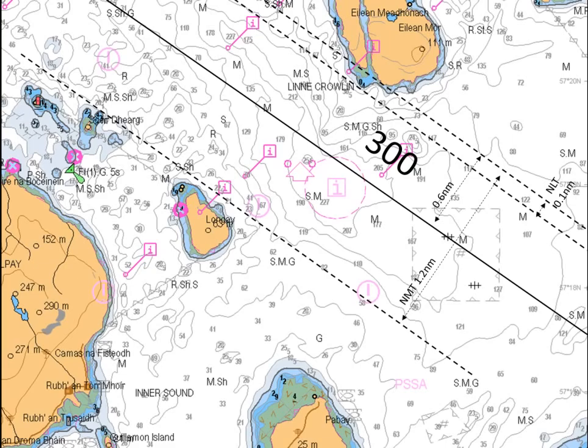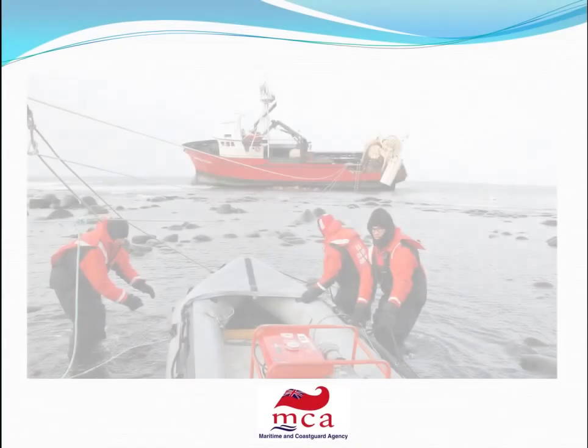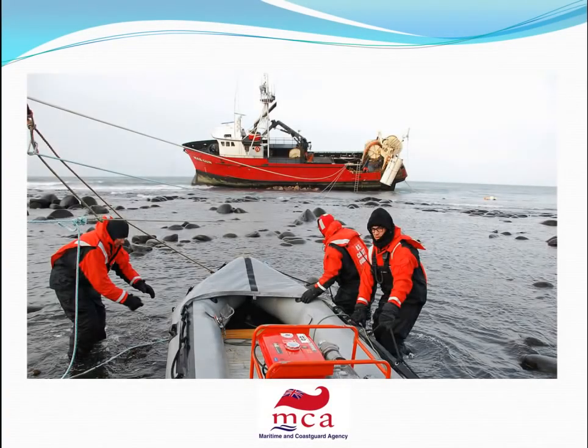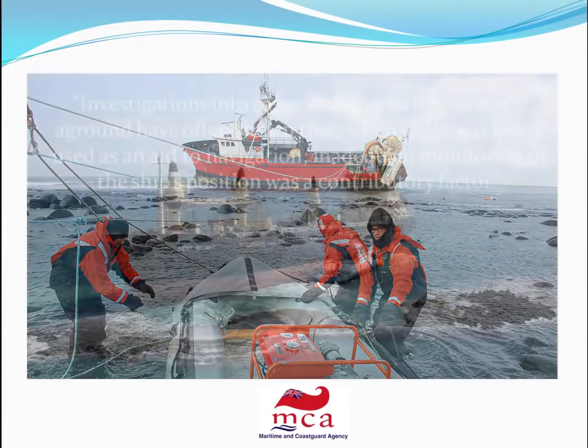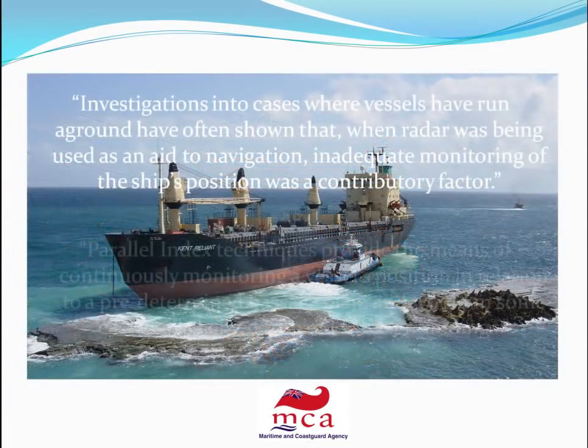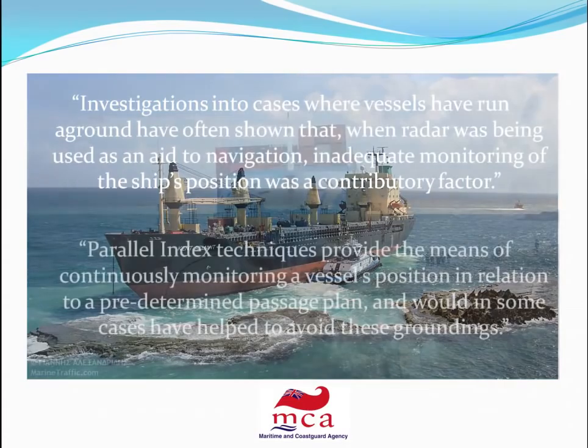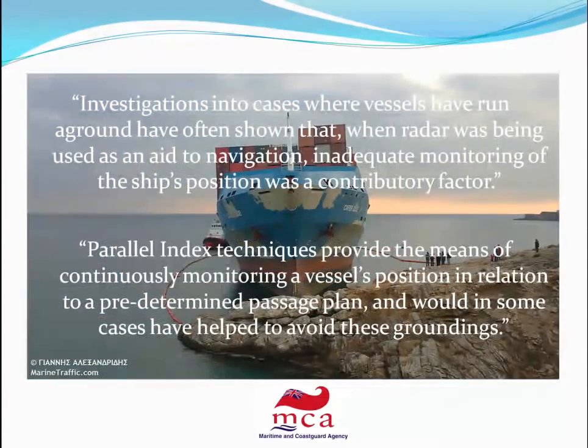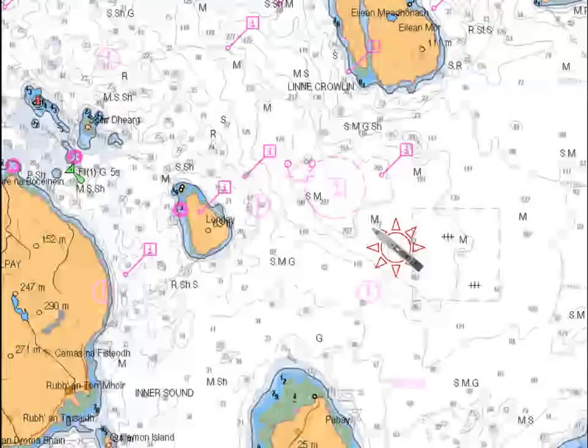The use of parallel indices helps to increase navigational safety by providing the user with a means to continuously monitor the ship's position relative to track and to navigational dangers. The United Kingdom's Maritime and Coast Guard Agency says that investigations into cases where vessels have run aground have often shown that, when radar was being used as an aid to navigation, inadequate monitoring of the ship's position was a contributory factor, and that parallel index techniques provide the means of continuously monitoring a vessel's position in relation to a predetermined passage plan and would, in some cases, have helped to avoid these groundings.